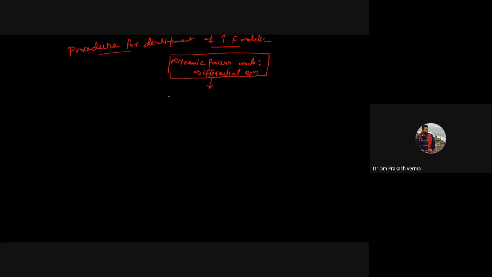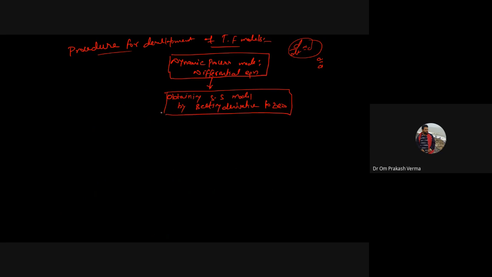Then we obtain the steady state model. How is the steady state model obtained? By setting all the derivatives to 0. The accumulation term becomes 0. Yes or no? So this is the second step. The first step is to write the differential equation. The second step is to obtain the steady state model, by putting the accumulation term, the differential equation term, to 0. Then what did we do after that?